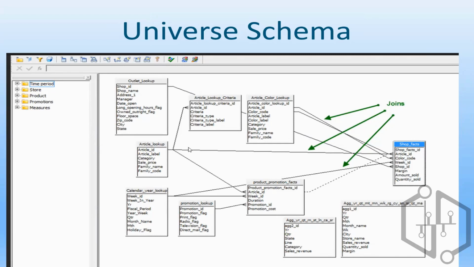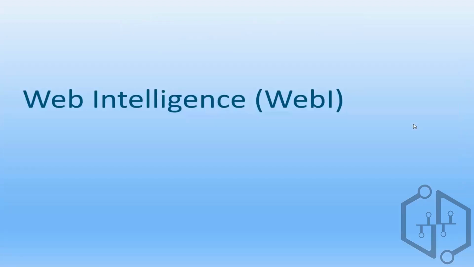For the objects in these tables, we will write formulas and create objects here so that we can directly use these in our web intelligence reporting. So it is a universe schema. After we finish our universe using IDT, we will go ahead and create web intelligence reports.